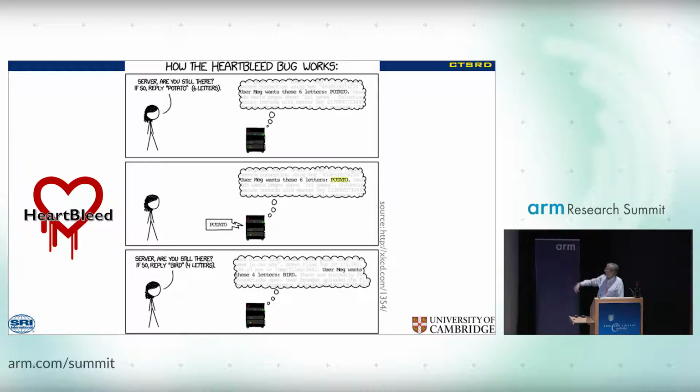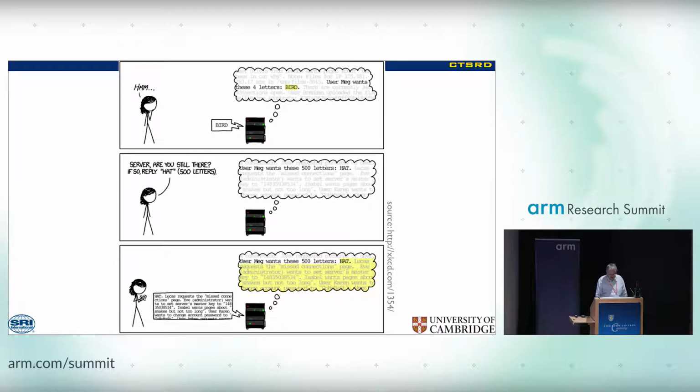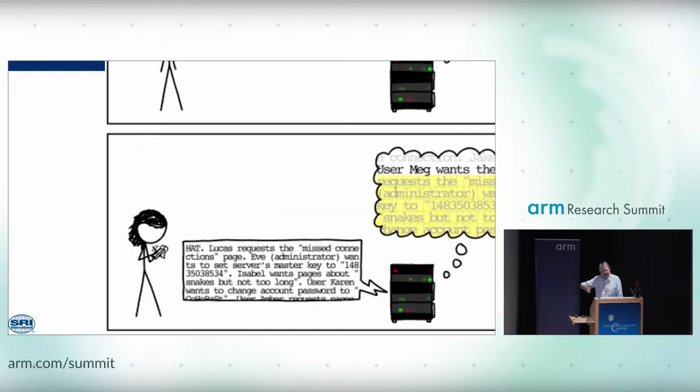Just using this XKCD cartoon, basically the client says, "Hello server, you still there? Say potato, it's 6 letters long." And the server says, "Potato, jolly good. Okay server, now say bird, 4 letters long." The server says, "Bird." Then you think, okay. "Hello, server. Say hat. It's 500 letters long. Trust me, it really is." And the server says hat, and then it keeps saying what else is on the stack. And what's on the stack includes secret key information and all sorts of stuff. So this is just ridiculous, right?